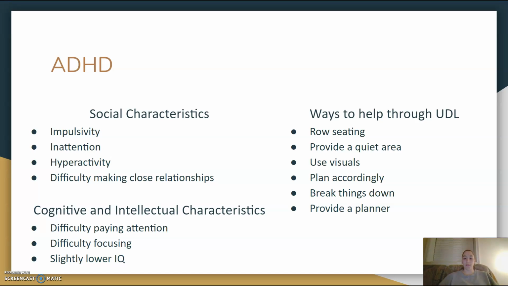Some ways to help would be to do row seating instead of circle tables, so they have a direct line of sight of you and the lesson instead of looking at other students. You need to provide a quiet area for them, using visual cues, planning, doing shorter lessons, shorter tests, and having frequent breaks, breaking things down into smaller bits and pieces, and providing them a planner and other things to help them remember specific things.